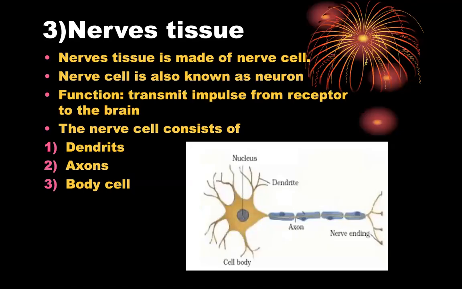Okay, guys. So the next one is nerve tissue. This is what nerve tissue looks like. Nerve tissue is made up of nerve cells, and a nerve cell is also known as a neuron. The function is to transmit impulses from receptors to the brain. A nerve cell consists of dendrites, an axon, and also a cell body.